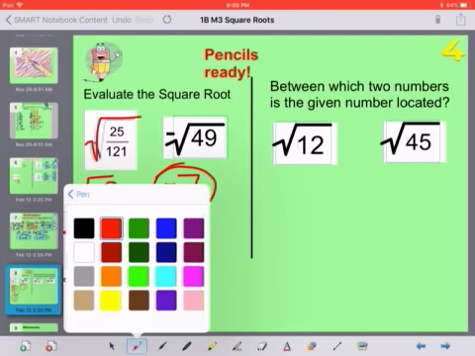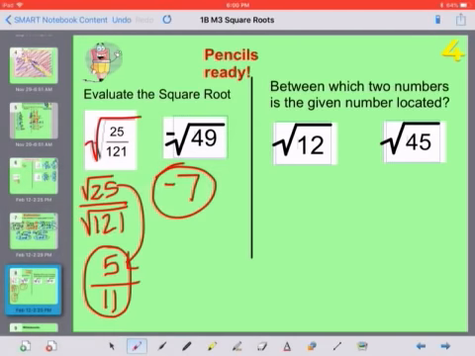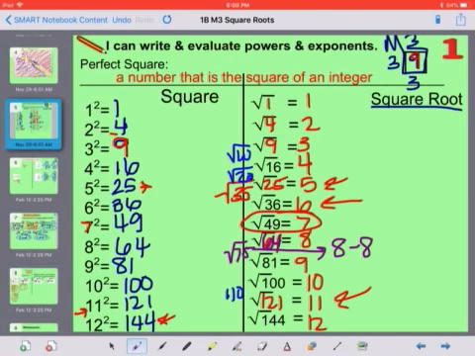And then just like we've been working, we want between which two numbers the number is located. It helps us to find out first which two square roots, or perfect squares, it is between. So 12 on our list is between the square root of 9 and the square root of 16. 12, if we were counting, 9, 10, 11, 12, 13, 14, 15, 16.